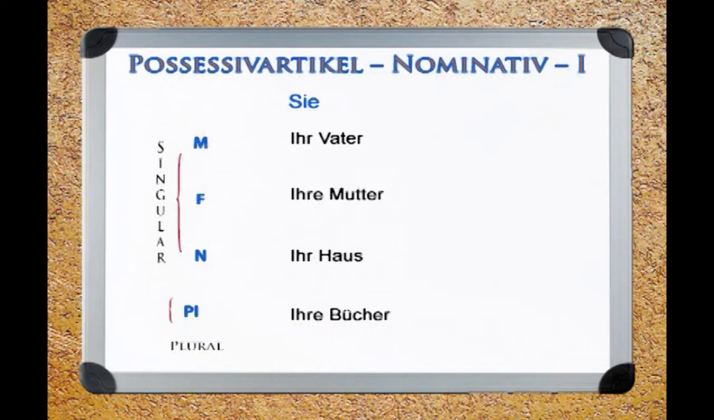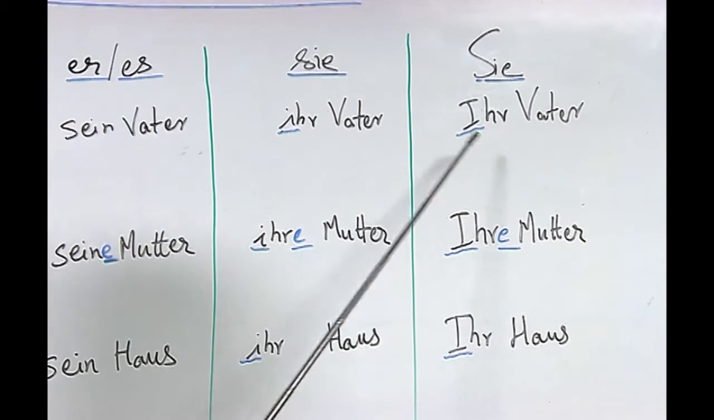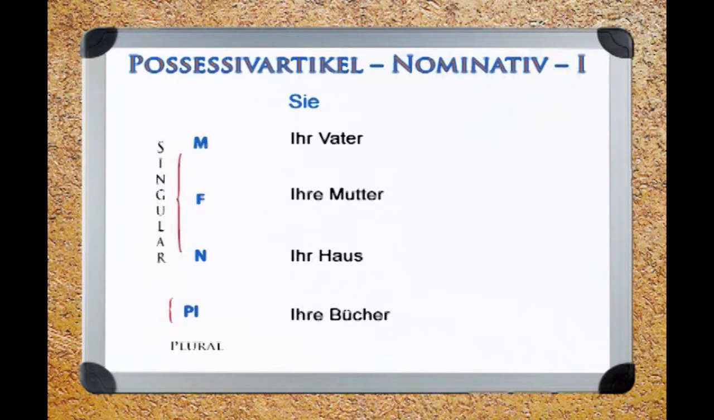Well, if you look at the Sie in the second person pronoun for formal, here you can see because the S is big, we also write the I big. So, there is no difference in terms of possessive article for sie in third person singular as well as Sie in second person singular. The only difference is the difference in writing I or E as we call it. So, I here for third person singular is small, whereas I in second person singular is big. And if you see, the possessive article for masculine here is Ihr Vater, Ihre Mutter, Ihr Haus, Ihre Bücher.